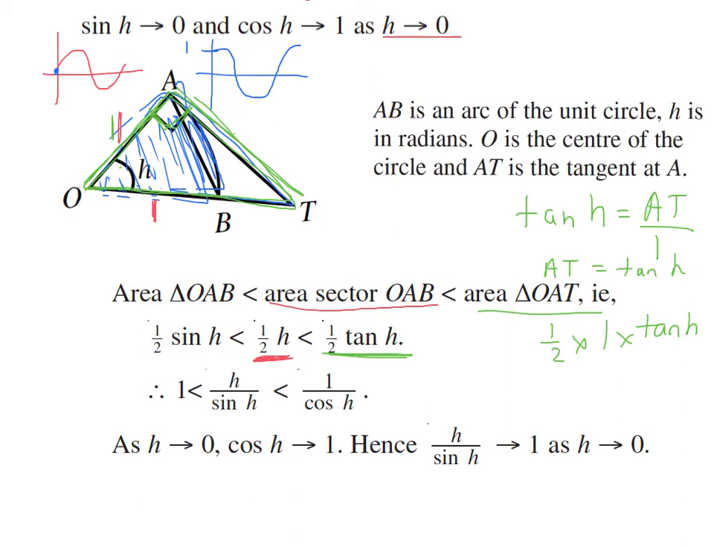If we multiply everything by 2, that will get rid of the halves. And if we also divide everything by sine h, we get this relationship here then. And this is saying, remember, that as h approaches 0 up here, we were saying as h approaches 0, cos h approaches 1.